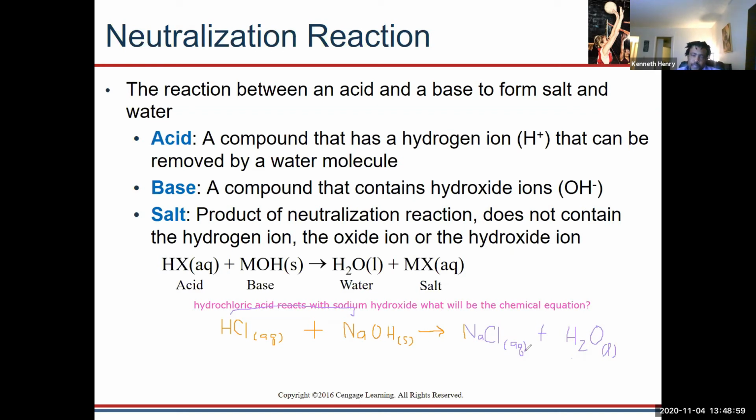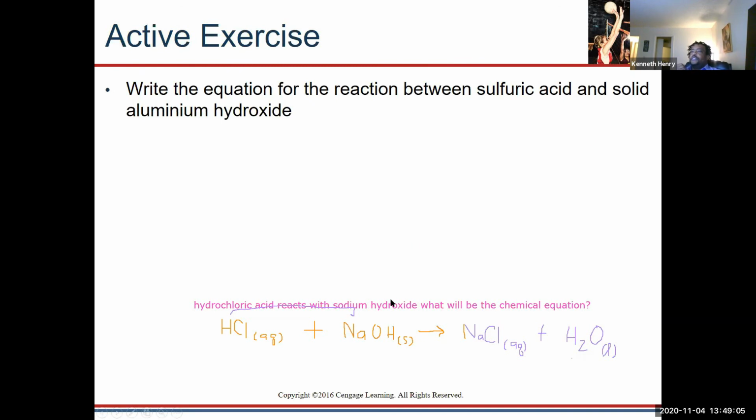Okay. Let's see. Okay, so write the equation for the reaction between sulfuric acid and solid aluminum hydroxide.